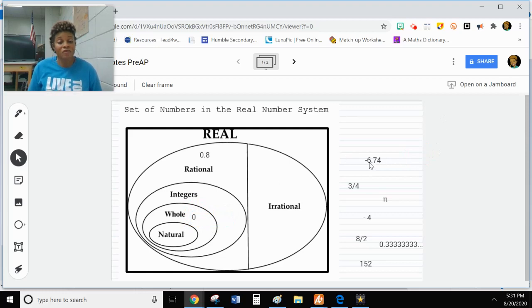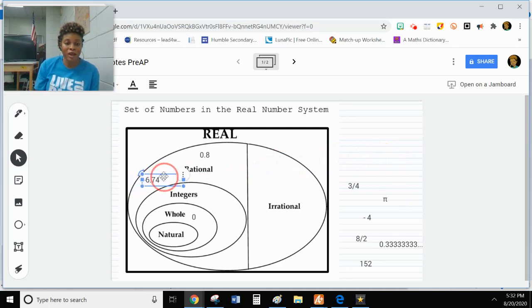Negative 6 and 74/100ths. It's a decimal and it's a negative decimal. Because it's a negative decimal, it's classified as rational only. What about 3/4? I don't have 3/4 of a finger. It's not a whole number, so it wouldn't be natural, whole, or integer. So it's also classified as rational only. Fractions and decimals go in rational only.